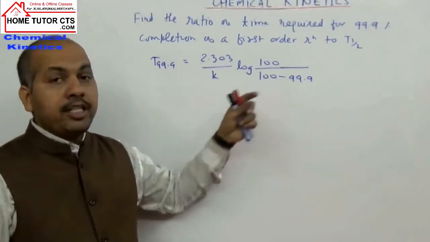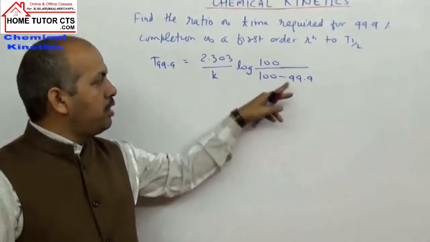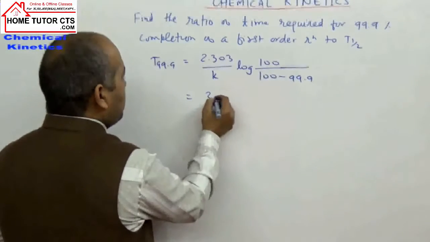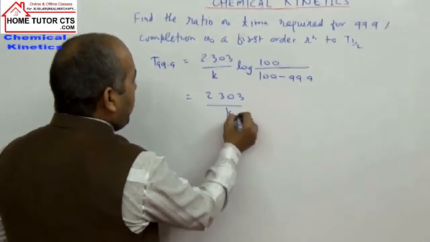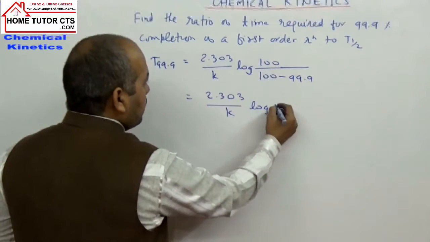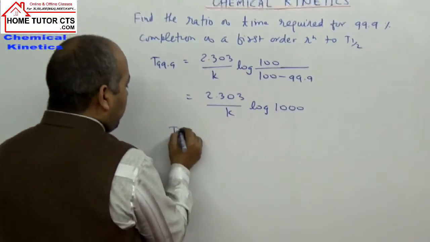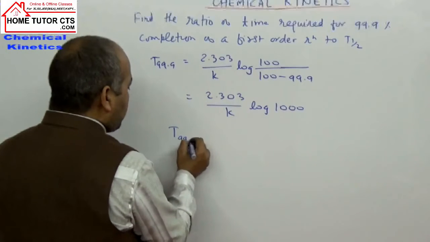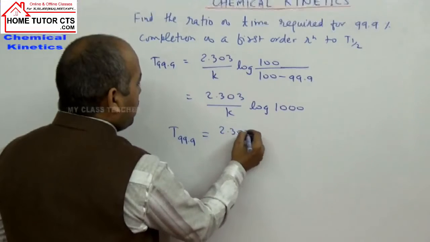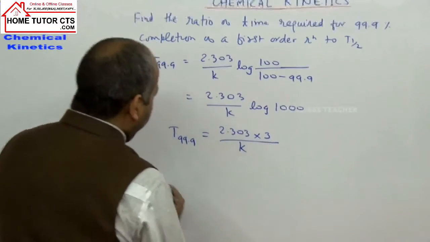99.9 means 99.9% of the reactant has been consumed. So how much remains? 0.1 percent. So this can be taken as 2.303 by K log, कितना हुआ, 100 by 0.1, means 1000. So if I write after simplifying slightly more, what is the time for 99.9% completion of the reaction? 2.303. What is log of 1000? 3, by K.